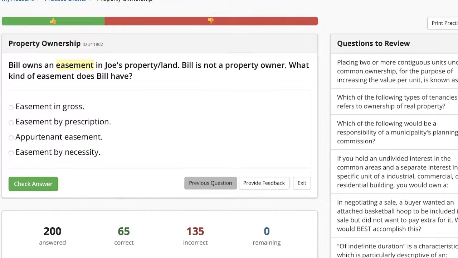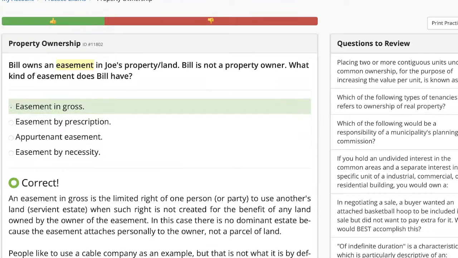Okay, so let's look at this. Bill owns an easement in Joe's property land. Bill is not a property owner. What kind of easement does Bill have? A, easement in gross. B, easement by prescription. C, a permanent easement. Or D, easement by necessity. What do you guys think? And the answer is what we just spoke about, easement in gross. Good.